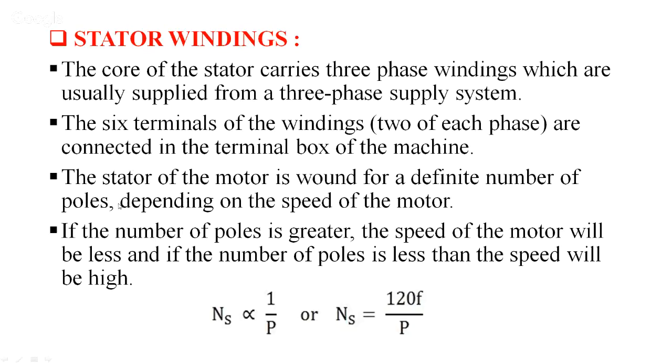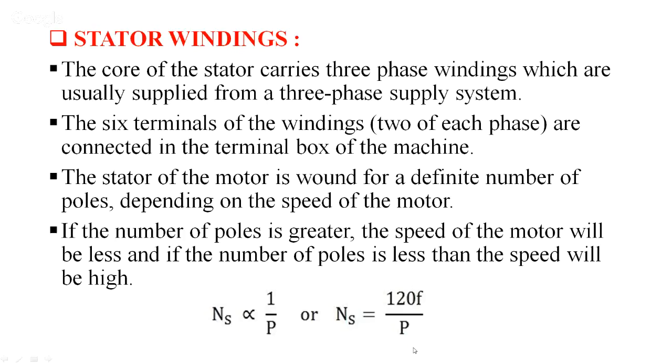Wound for a definite number of poles depending on the speed of the motor. So what speed we require, based on that will be the selection of the pole. You can observe from the formula that the speed is inversely proportional to the number of poles. This is given by the equation Ns, which is the synchronous speed, equal to 120 F by P. So speed and the number of poles are in inverse proportion.